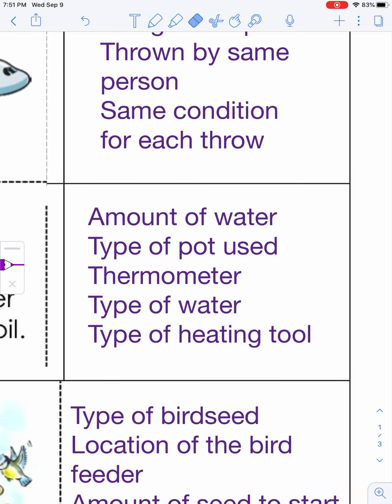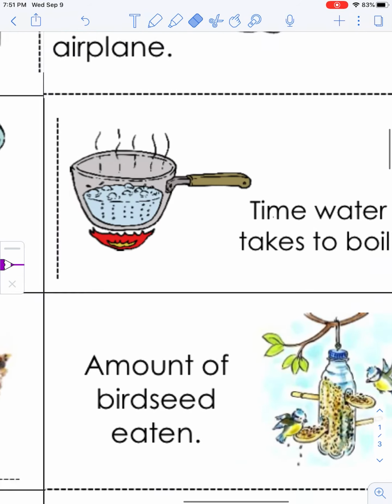So where are you heating this water? Are you doing it on a Bunsen burner? Then you need to do that for all of your trials. Or did you do it on the stove? Then you do the same for all of your trials, okay?